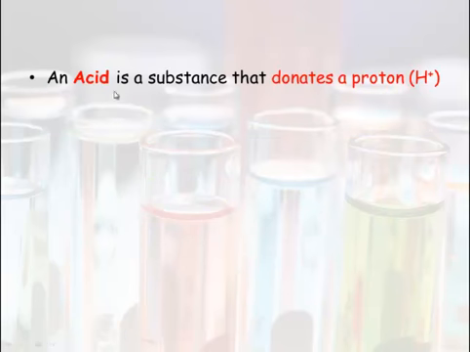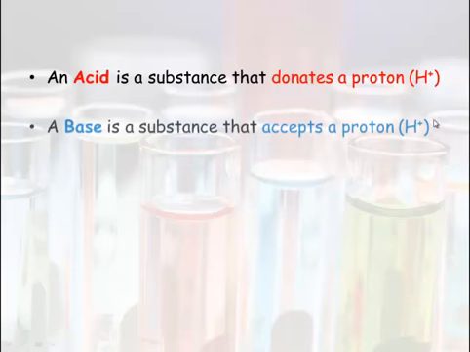So, an acid is a substance that donates a proton. And by proton, remember we're talking about a hydrogen ion. A base is a substance that accepts a proton. It's a hydrogen ion, the proton. So acids donate, bases accept.